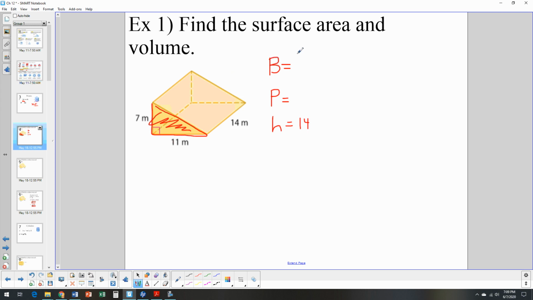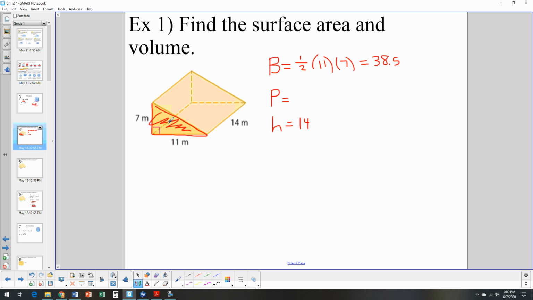We know area of a triangle from the last chapter that we did is half times the base of the triangle times the height of the triangle. Right? This base and height is different than the base and height of the prism. So we're going to have 1/2 times 11 times 7, or 38.5.